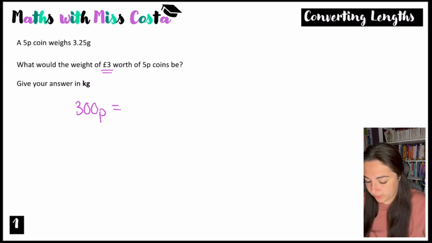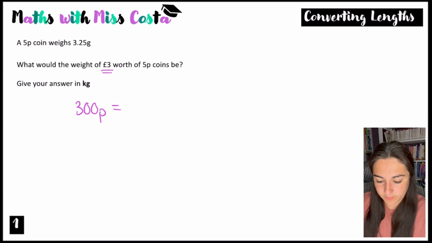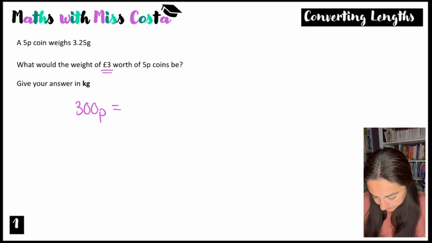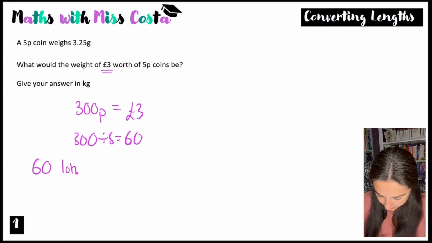So 300 divided by 5 would give you 60. So 300 divided by 5 is 60. So we've got 60 lots of 5p coins. And what would the weight of £3 worth of 5p coins be?